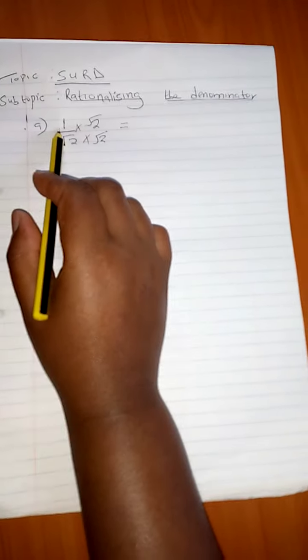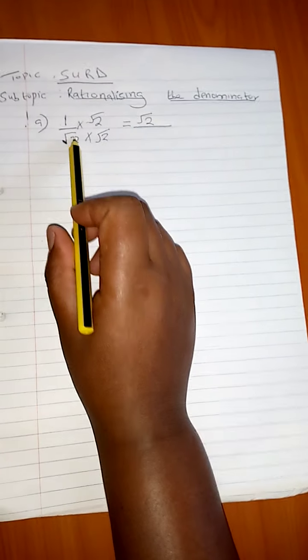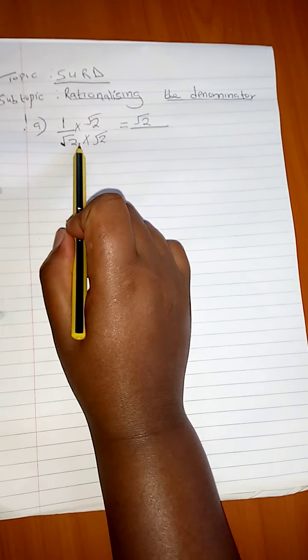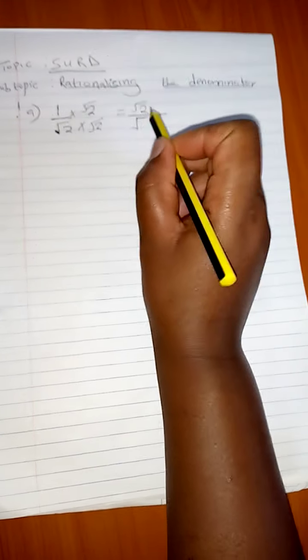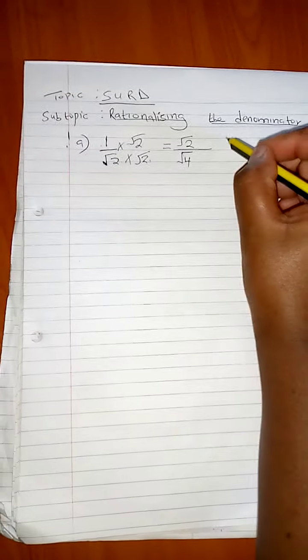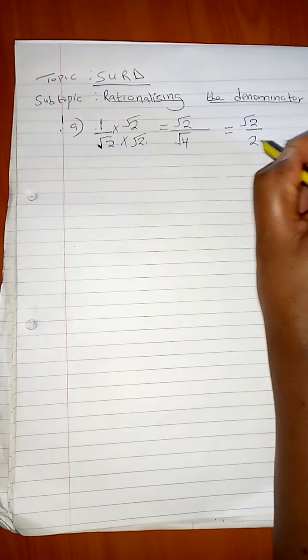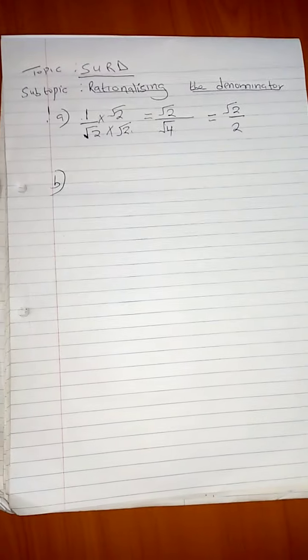So root 2 times 1, you get root 2. Then for the denominator, we have root 2 times root 2. Let's remain with the root, then multiply the numbers inside the root. 2 times 2 is 4. Therefore, the square root of 4 is equal to 2. So our final answer will be root 2 over 2. Let's try another, different question.